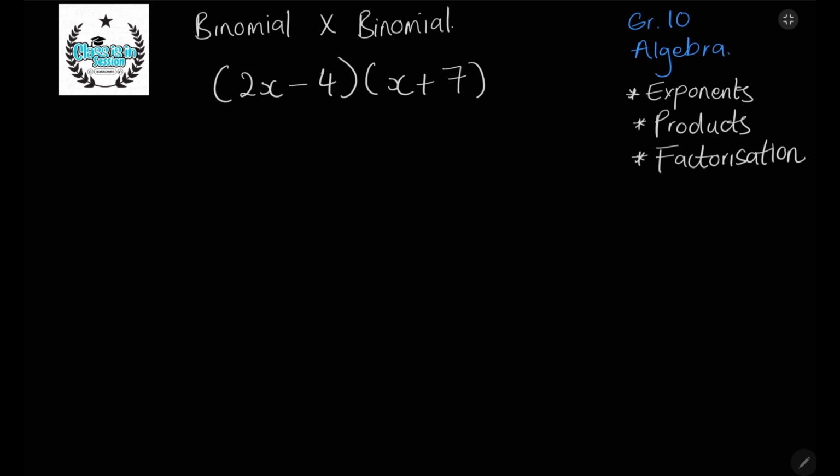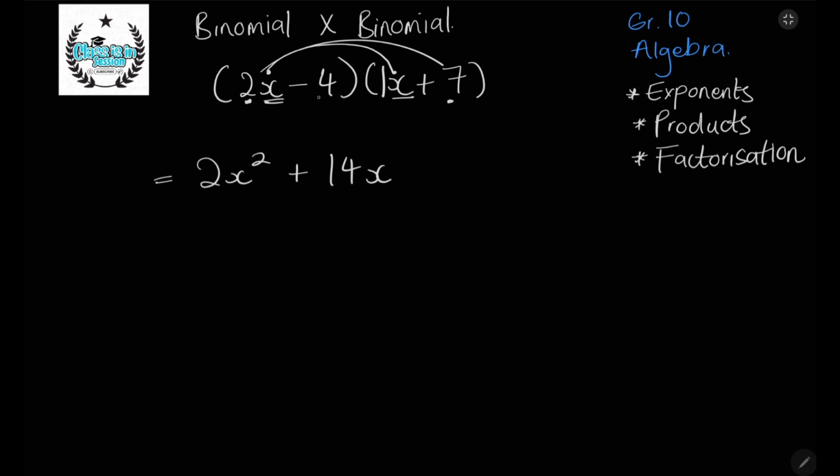Now let's try an example that has mixed signs. We have 2x minus 4 in the first bracket and x plus 7 in the second bracket. We have to say 2x times x. This is basically 2 times 1, which is 2, then x times x, we get x squared. Then 2x times 7, let's multiply the coefficients first, or the values. We have 2 times 7, which is 14. We have to account for our x, so it's 14x.